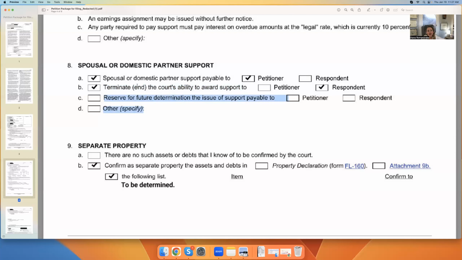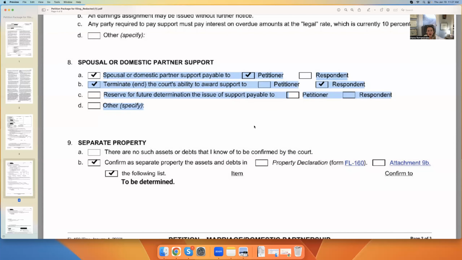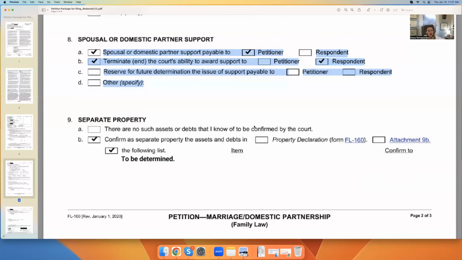It really is not going to be a big deal breaker if you make a mistake here, because spousal support is going to be decided by the court, and the court will determine whether they want to reserve jurisdiction or not. And they will determine it based on the length of marriage. So over 10 years, the court always reserves jurisdiction over the issue of spousal support.